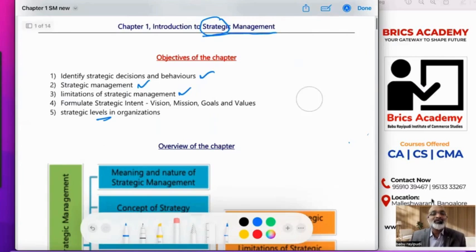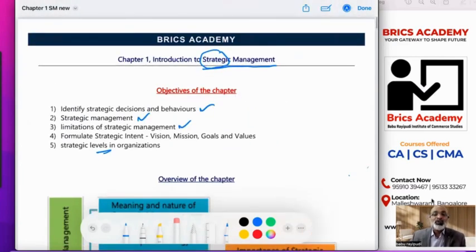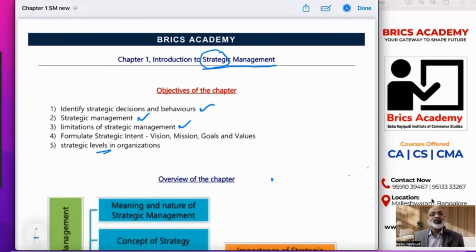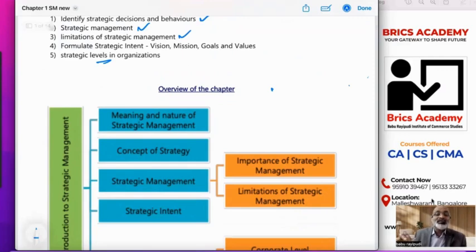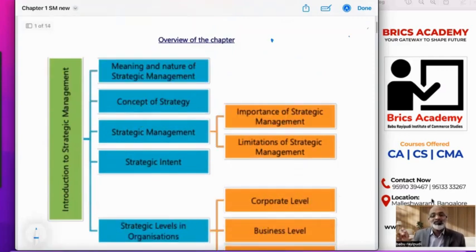So what is the strategy? Long-term action plan. What is strategic management? Formulating strategy, implementing strategy, and evaluation of strategy. What is formulation? Designing strategy. What is implementation? Executing strategy. What is evaluation? Checking whether the strategy that has been implemented is giving results or not. Clear? Everybody clear? Once again, I'm repeating.